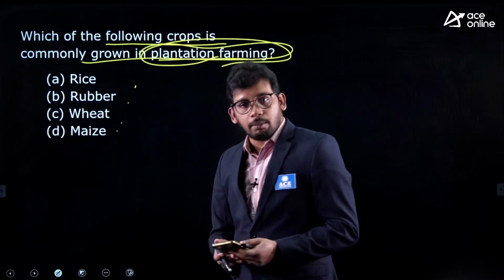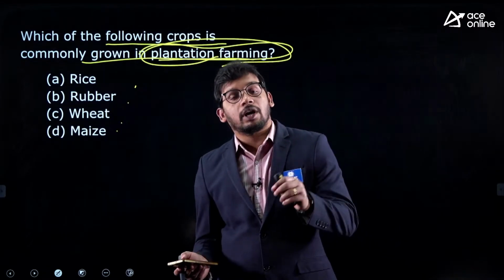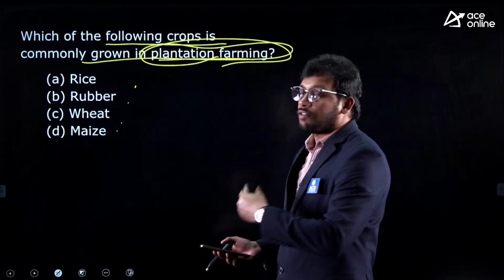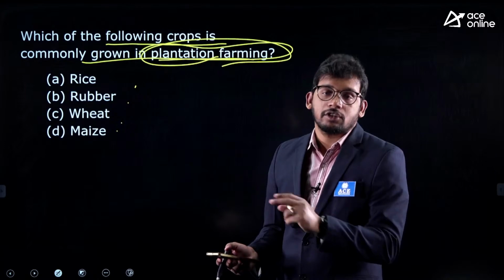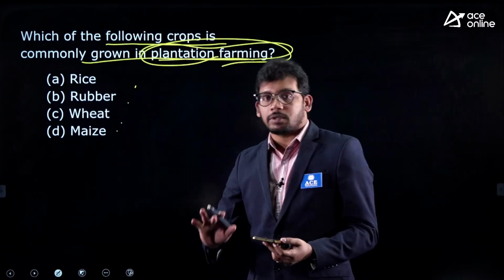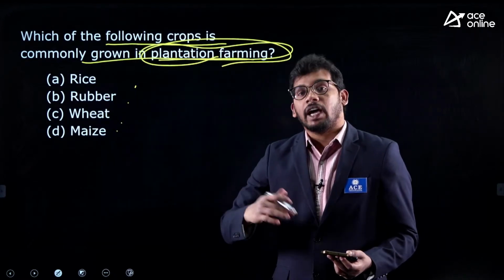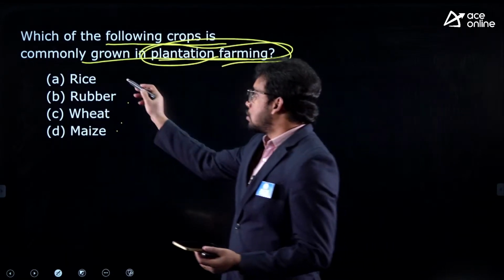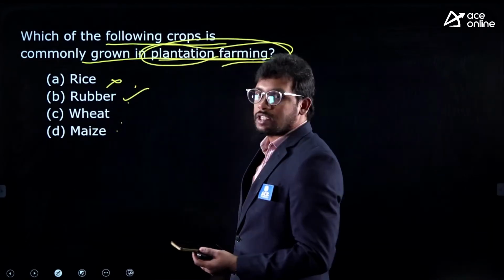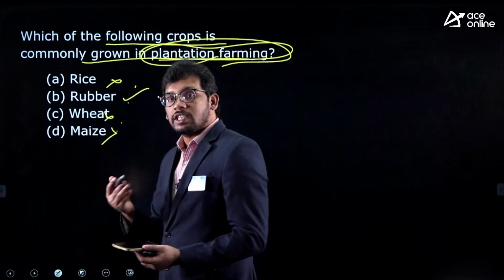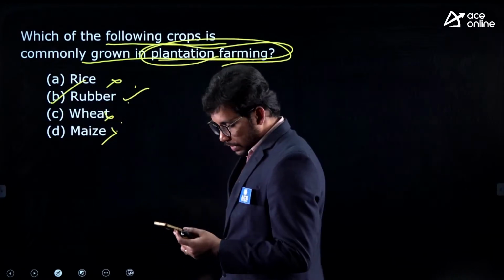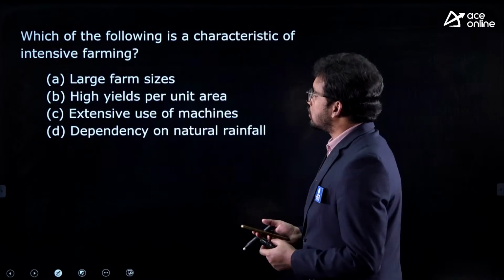So plantation farming means crops which are grown commercially, not cultivated directly for consumption. Some consumption crops are also possible, but they are grown commercially with high capital, high land, high irrigation. So rice is not the case. Rubber, yes, in Kerala regions it is grown as a plantation, commercial crop. Wheat, maize, these are food crops, not plantation crops as such for commercial. So the answer is B. Yes, all of you have answered this very well.